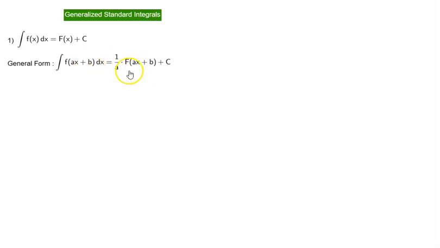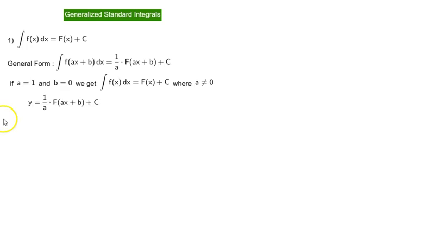Since we are saying that this is a general form, how do we get back this f of x from here? We get it if a is equal to 1 and b is equal to 0. We get integral of f of x dx equal to capital F of x plus c, where a is not equal to 0. Because if a is equal to 0, x also disappears. We don't want that. So let's verify this.